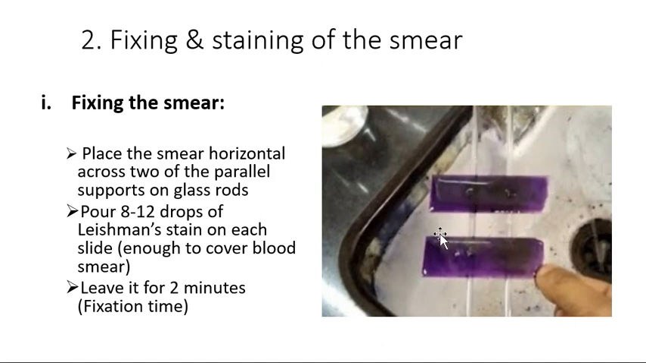Okay, so you have to place it horizontally, because if you put some dye it can flow off if it's not horizontal. Now as you placed it, you have to pour 8 to 12 drops of Leishman stain on each slide, and it should be enough to cover the blood smear. As you can see in the image, the smear is totally covered with Leishman stain. Now you have to leave it for 2 minutes.